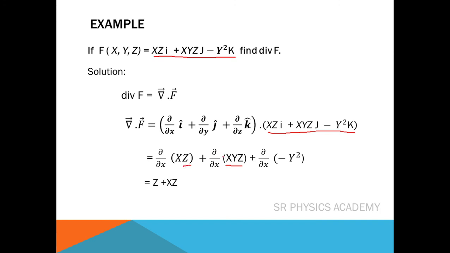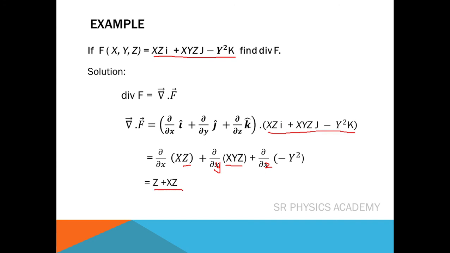Now dou by dou y of xy, with respect to y, we will get x. So x into z we will get, here it is a z term, because the question is dou by dou x, dou by dou y, dou by dou z. Here it is minus y square, so there is no z term, so it will be cancelled. So we will get the answer z plus x z.